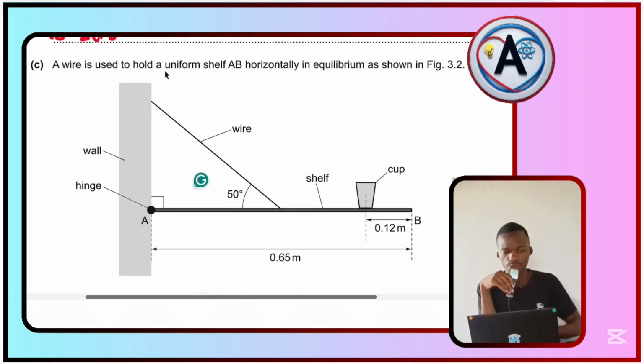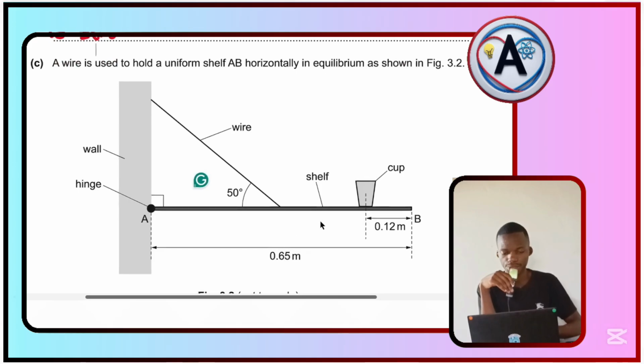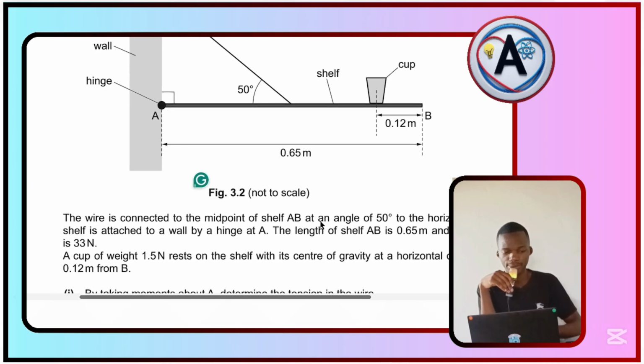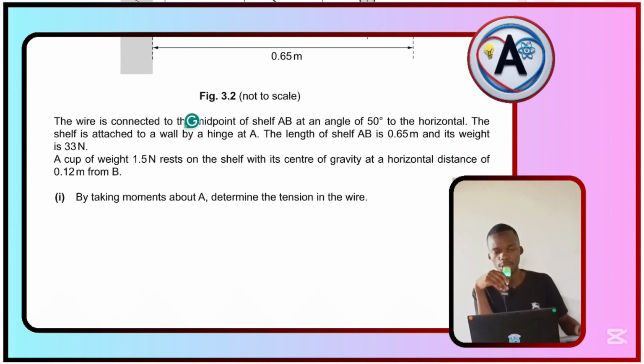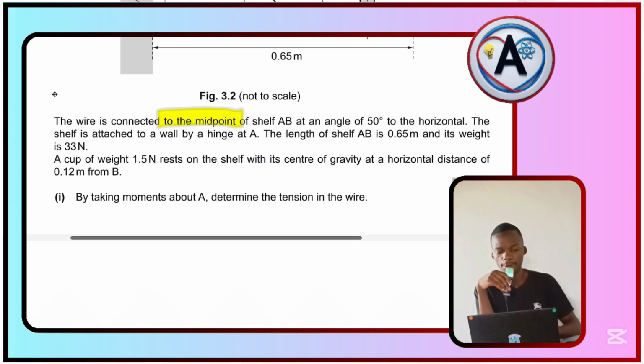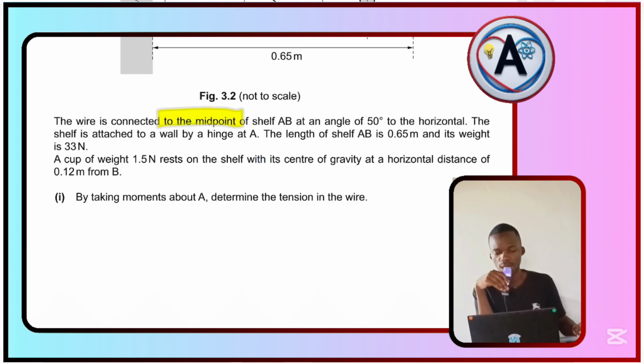Part C, a wire is used to hold a uniform shelf. We're given a little shelf here. We have a little cup. Very nice setup. So the wire is connected to the midpoint of the shelf, AB, at an angle of 50 degrees. The shelf is attached to the wall by a hinge at A. The length of the shelf is that. Its weight is that. A cup is resting on the shelf at a distance of 0.12 from B, right?